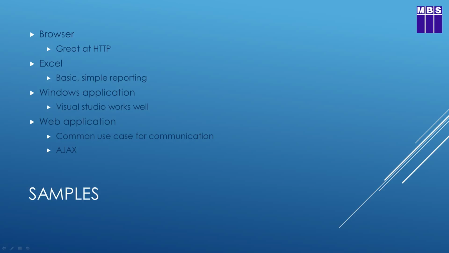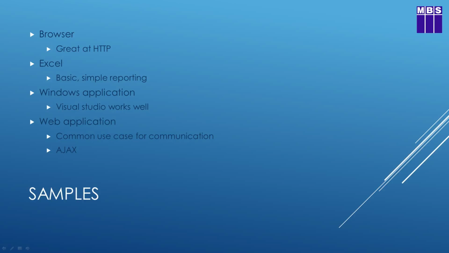After that, we have Excel. Excel has the capability to request data from a web-based source, a web service. So you can get Excel to request some data from a web service and then lay that data out in a spreadsheet. And then from there, you can start to filter or do calculations or whatever you can normally do in Excel. So that could be a very basic, simple reporting feature that could be set up in Excel, requesting real-time data from a web service.